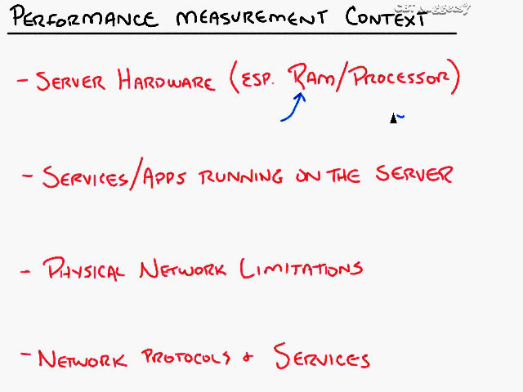The processor really deals with how many packets the ISA server can process at a time. The higher power processor you have, the more packet flow you get. And that also depends on your network card as well. Now, the services and applications running on the server.